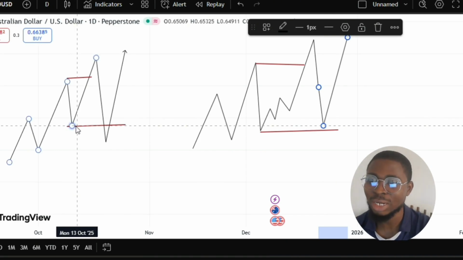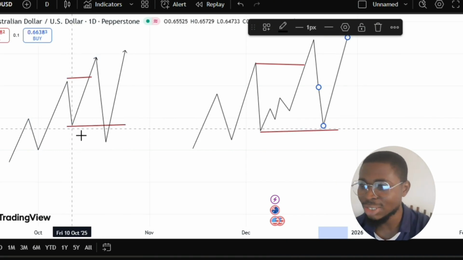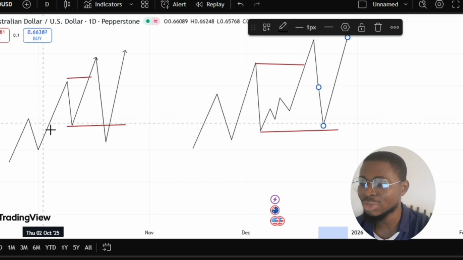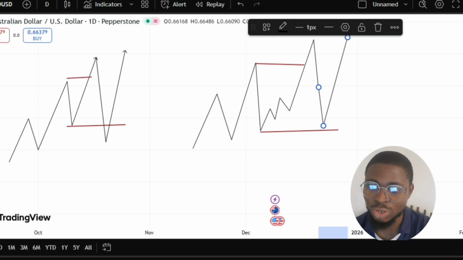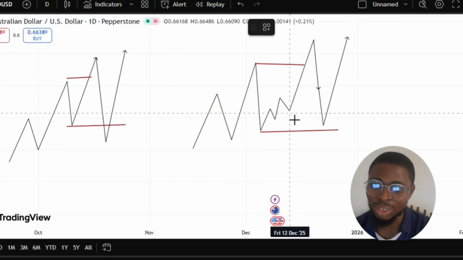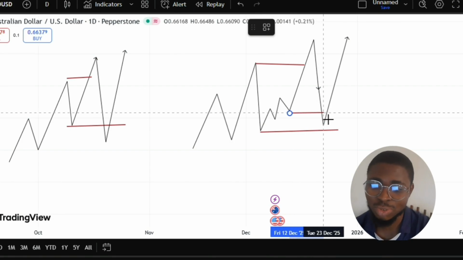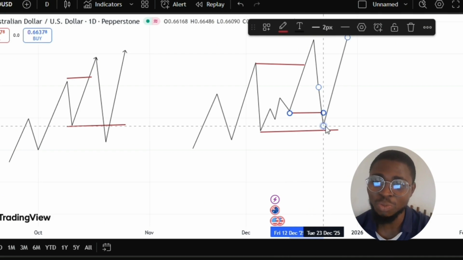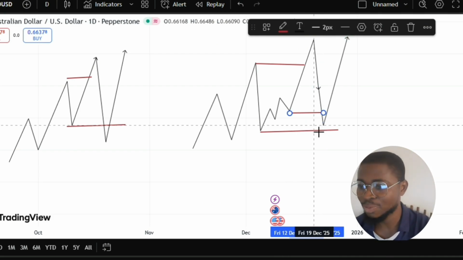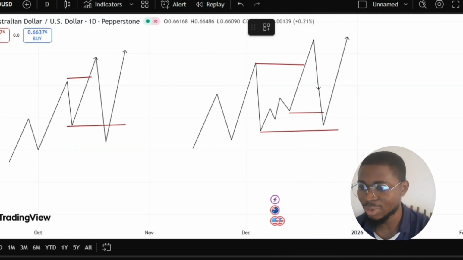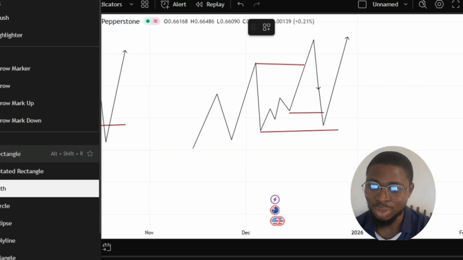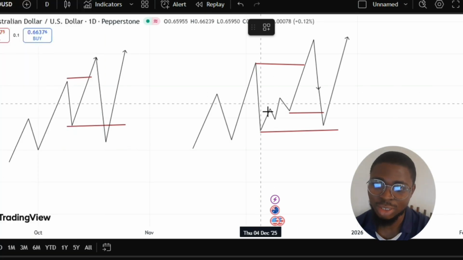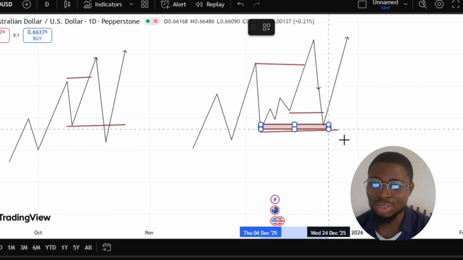You don't need price to clear that. Once you see something like this, you expect price to clear the internal range structure right here, or probably your internal range liquidity, so to speak, whatever you want to call it. When price does that, you wait for price to touch down to your point of interest. Let's draw a point of interest, this rectangle right here. When price does that, you're good to go.